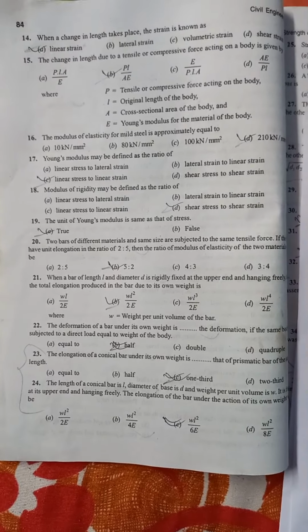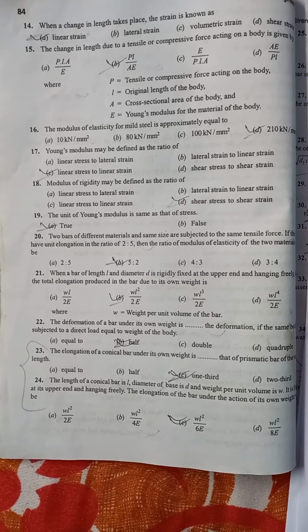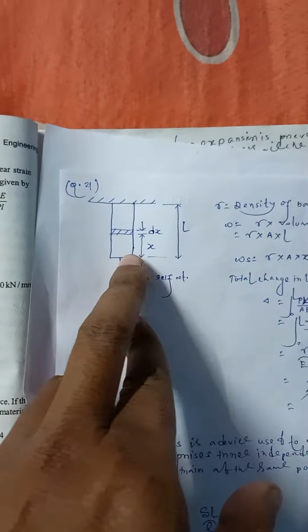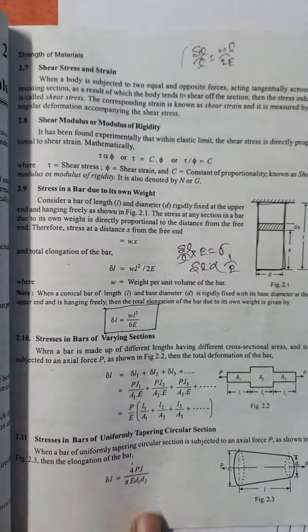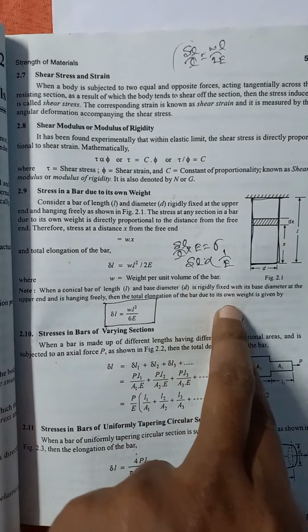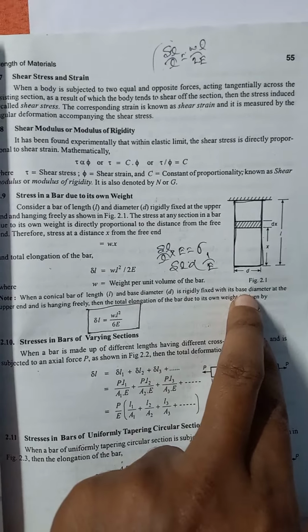Next question 23. The elongation of a conical bar under its own weight is how many times that of the prismatic bar of the same length. This bar is prismatic. So friends, see, when a conical bar of length L and base diameter D is rigidly fixed with its base diameter at the free upper end and is hanging freely, then the total elongation of the bar due to its own weight is given by del L equal to W L square by 6E. So friends, remember it.